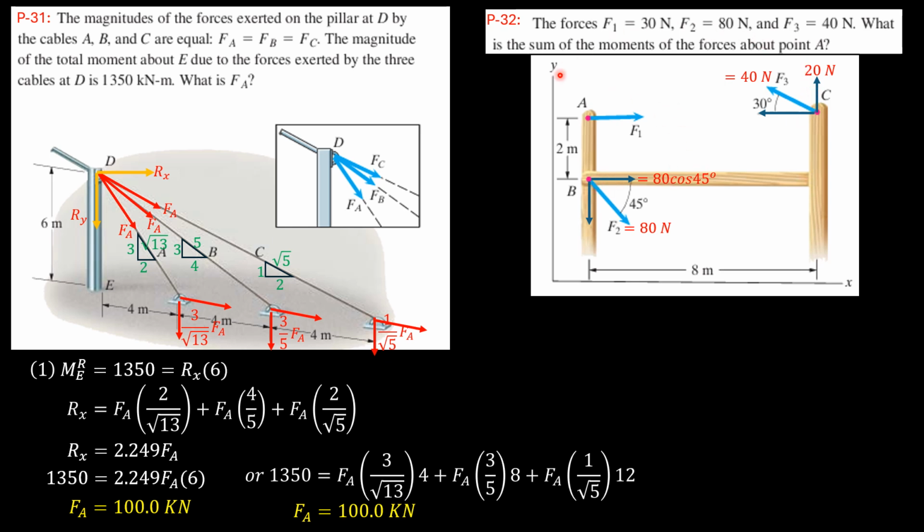counterclockwise. So therefore, the sum of moments about A is 80 cosine 45 times 2 counterclockwise plus 20 times 8 counterclockwise. So that would be equal to 273.1 newton meter. So that's it for these two problems.